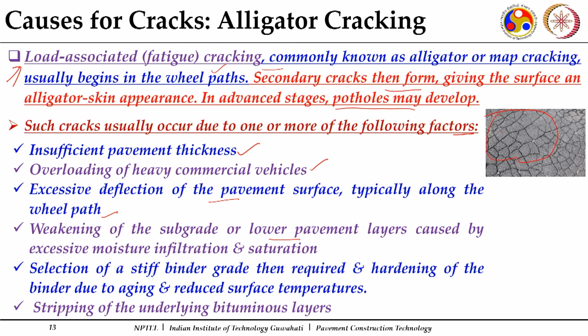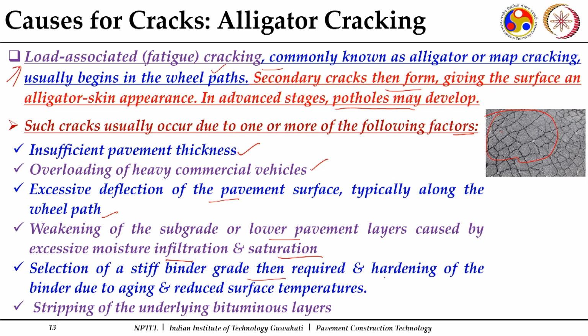Weakening of the subgrade or the pavement layers. If the underlying layers are weakened, specifically because of the presence of moisture, or they get saturated by water because of a rise in water table, or because of improper side drainage or improper subsurface drainage, then it will lead to a loss of strength, more deflections will happen, and cracks will form mainly along the wheel path.